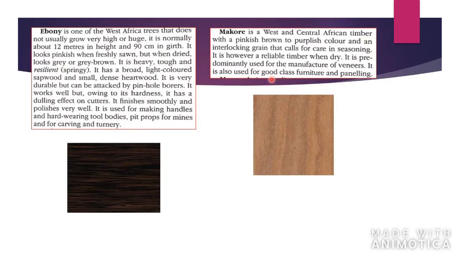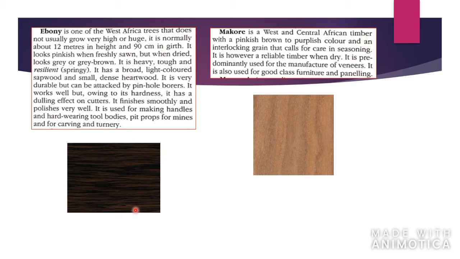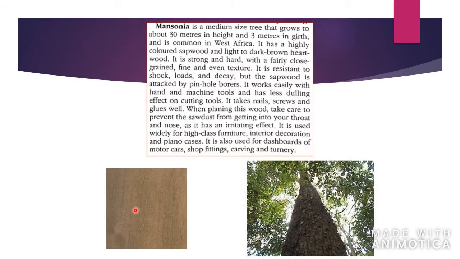Yes, the Abura. Okay, so the Abura is 40, this is 30 meters, and as you can see, it's similar. It has a more greenish color, but it's similar to the previous one that we saw, except for the Makore, it's a little bit more pinkish and purplish. So this one, the Mansonia, it's much more of a greener wood.